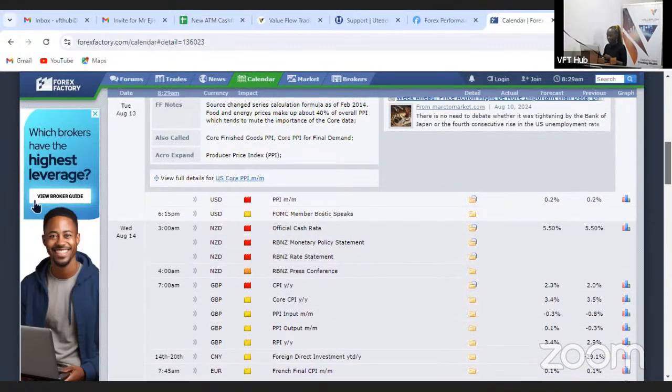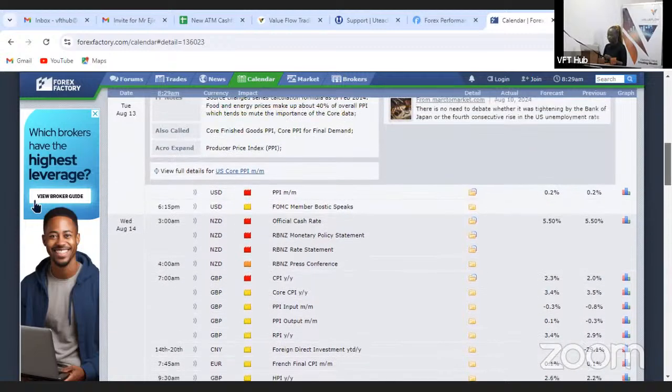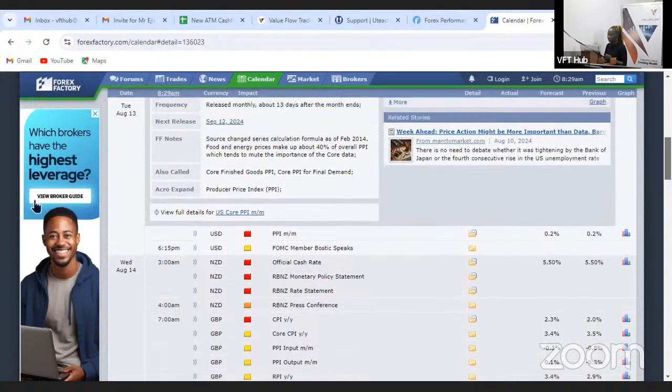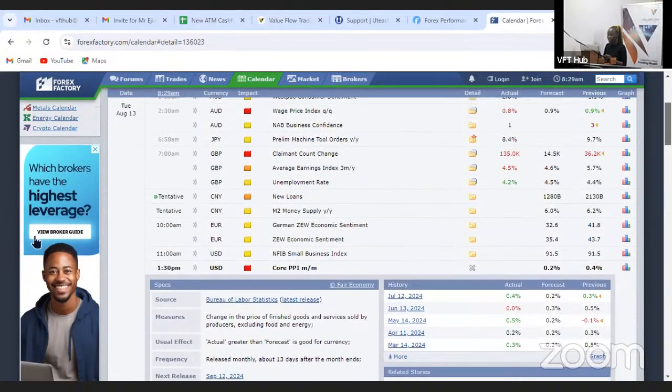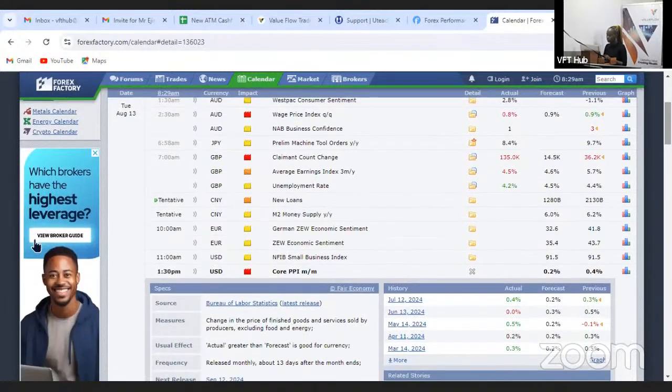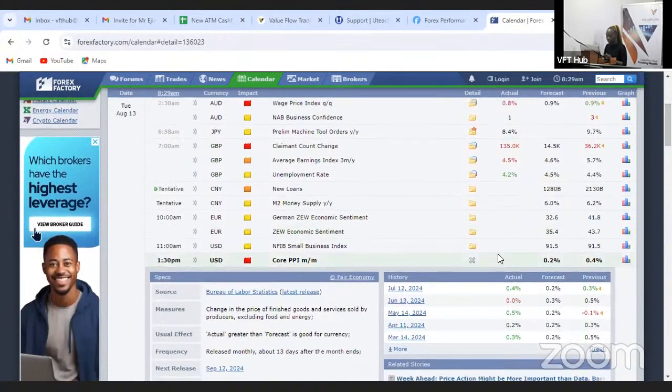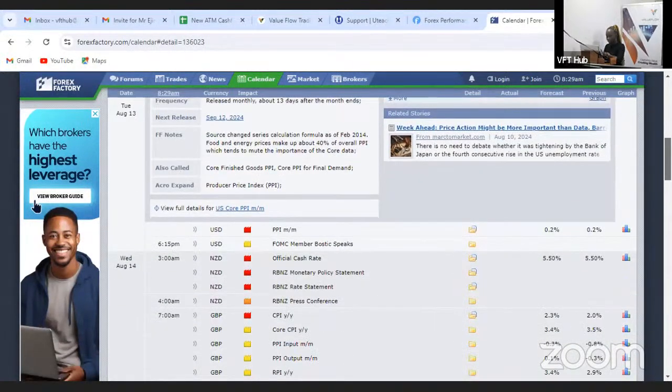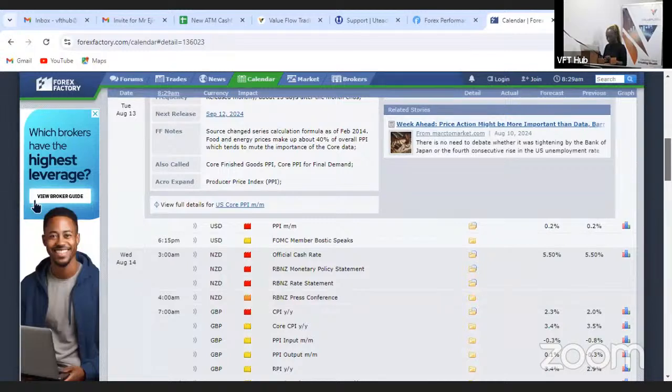PPI is at 1:30, already stated that, and CPI. And PPI doesn't really do as much in the market as CPI does, but regardless, it is still high impact based on what we're seeing on Forex Factory. I'm trying to be sure that this is the right data I'm looking at. Okay, so it seems I mixed it up. USD PPI, yes, it's today, right here.